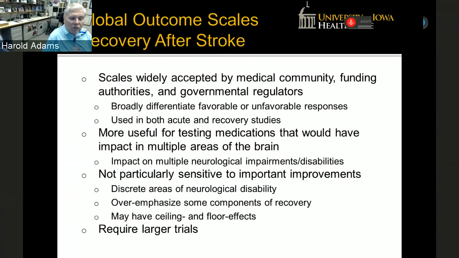These are more useful for testing medications that would have an impact, or any other intervention, in multiple areas of the brain. Now, they may not be particularly sensitive to important improvements, such as discrete areas of neurological recovery, and they may have ceiling and floor effects, and as I mentioned earlier, may require larger trials.